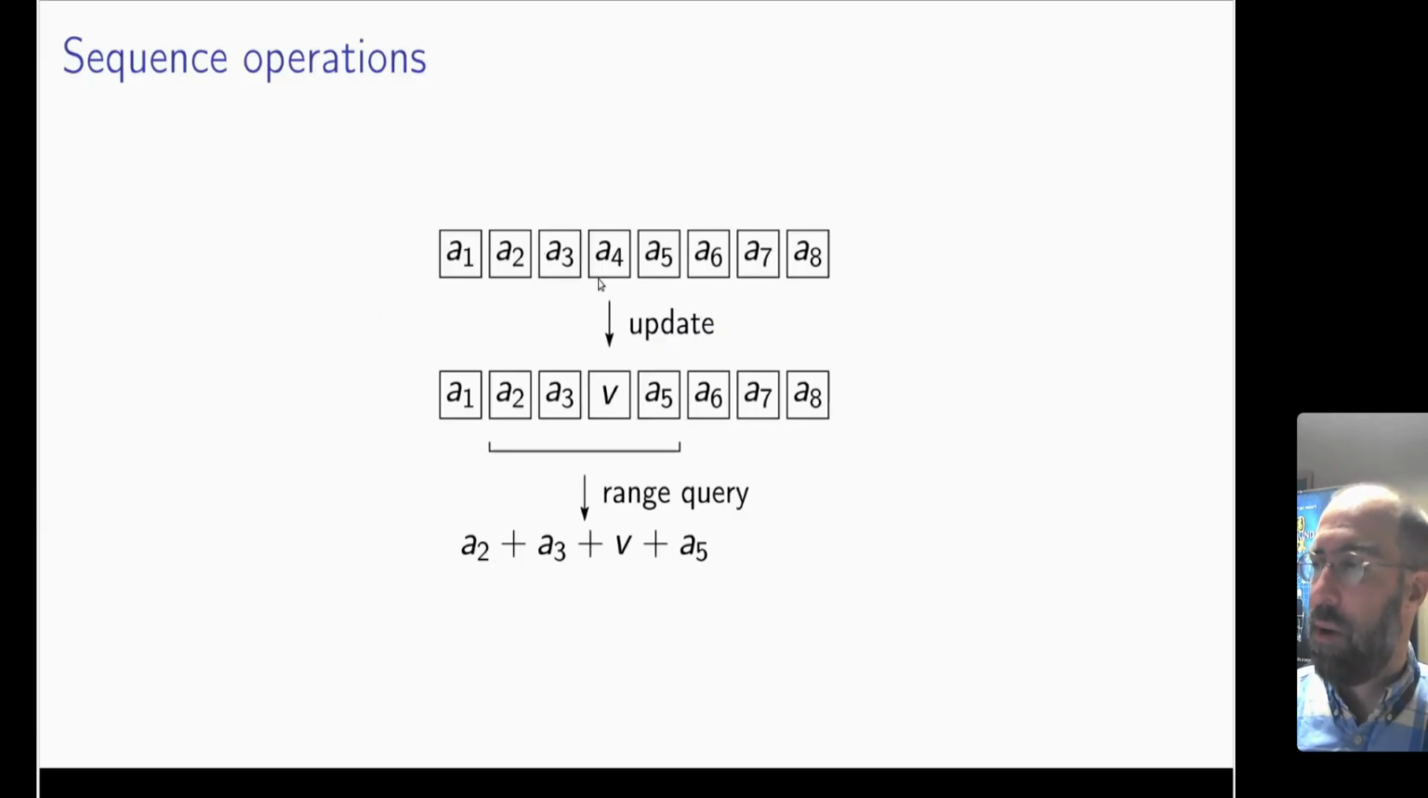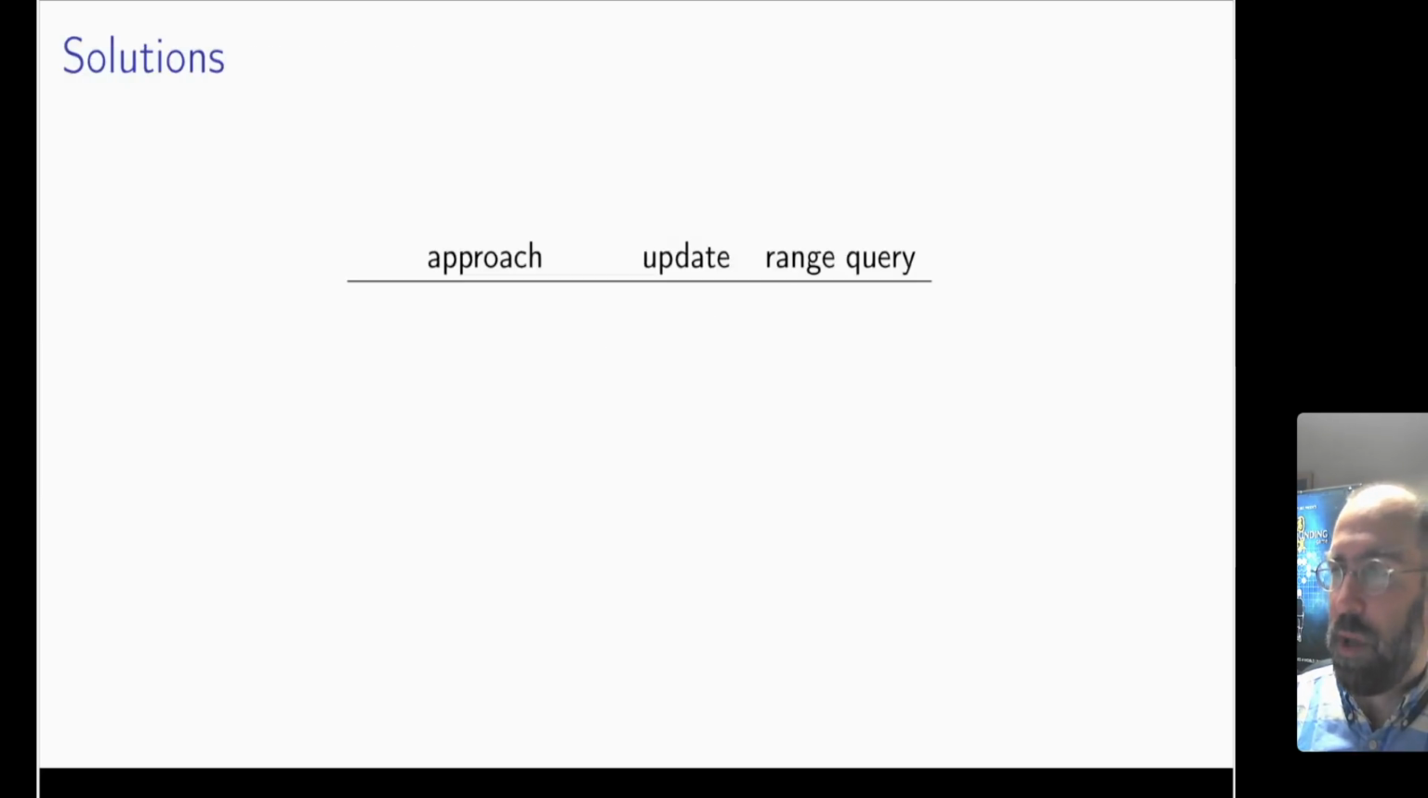One is we want to be able to update any value to a new value. And the other operation we want to be able to do is a range query, where we want to be able to get the sum of an arbitrary contiguous subsequence of values. And so the question is how to be able to do arbitrary interleavings of these two operations in an efficient way. And so one thing we could do is just store the sequence in a mutable array.